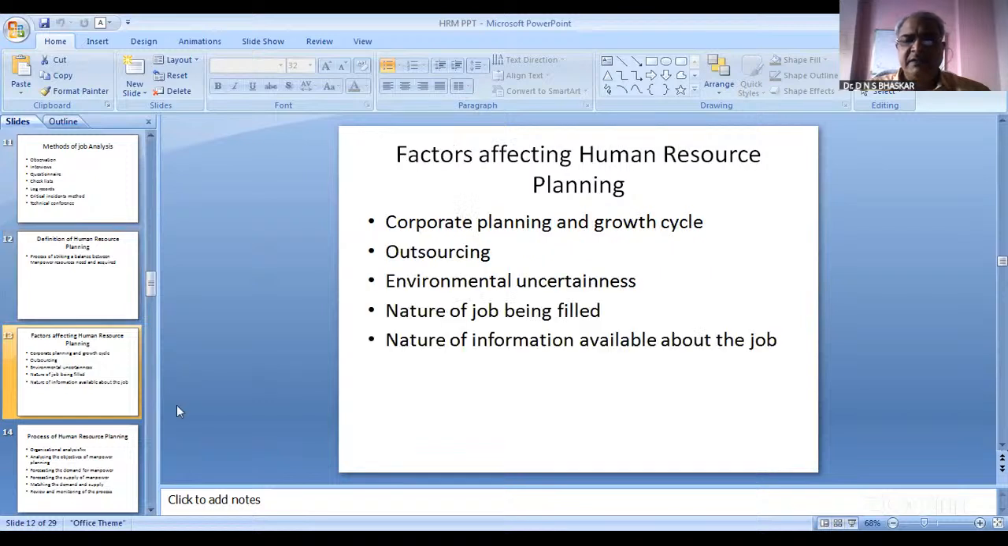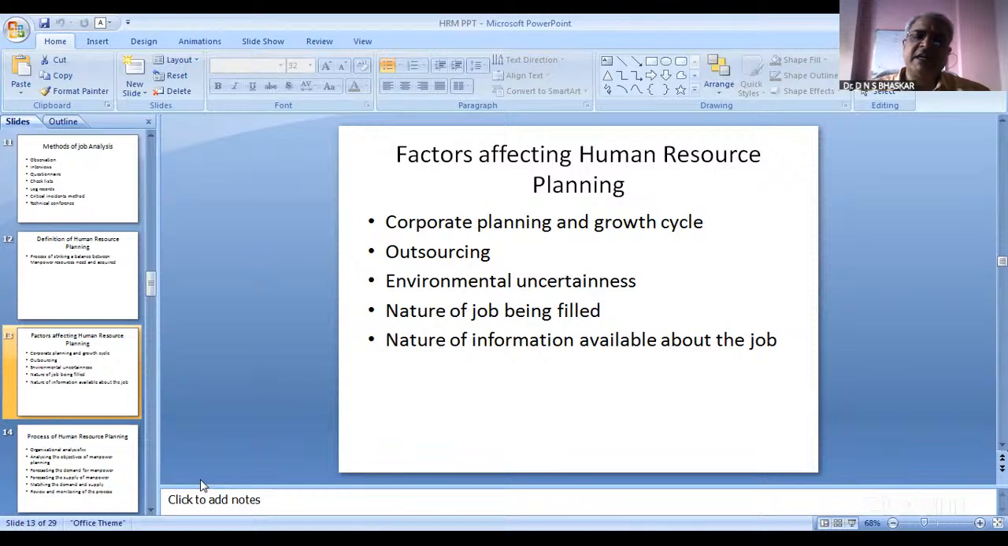Then what are the various factors affecting human resources planning is another important area you have to understand here. So what are the various factors? This is not the recruitment process. Don't get confused about this one. This is only a planning process. In the planning process, what are the various factors that are affecting?